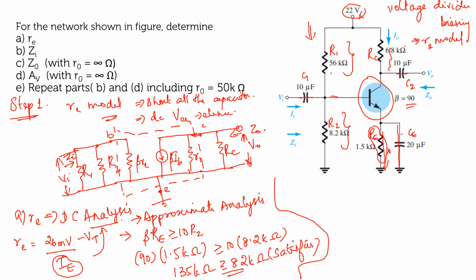So in the approximate analysis, you already know the formulas. So what will be your VB? VB is equal to, apply the voltage division rule.